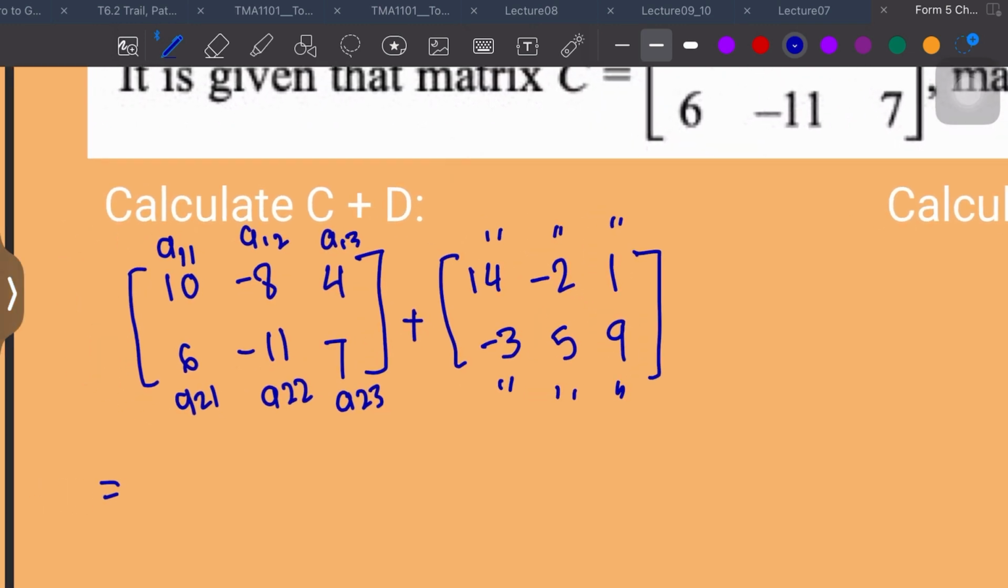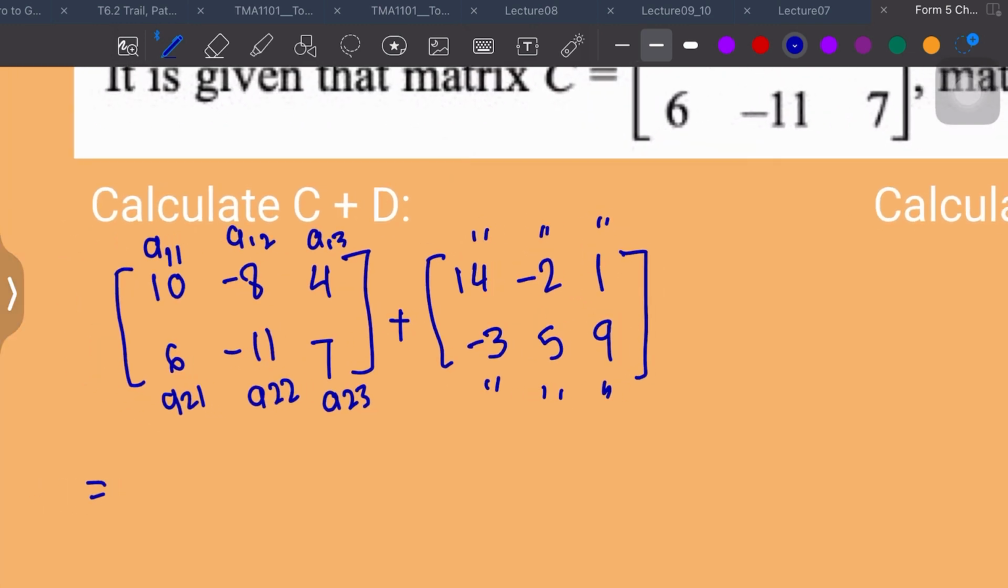So 10 plus 14, what do we get? 24. Negative 8 plus negative 2, negative 10. 4 plus 1 is equal to 5. Okay, so 6 plus negative 3 is equal to 3. Negative 11 plus 5, negative 6. 7 plus 9 is equal to 16.